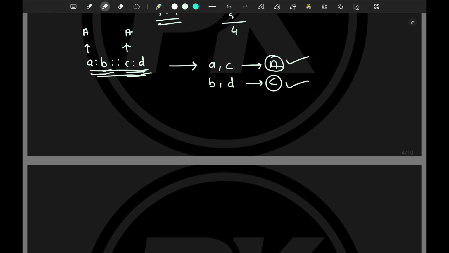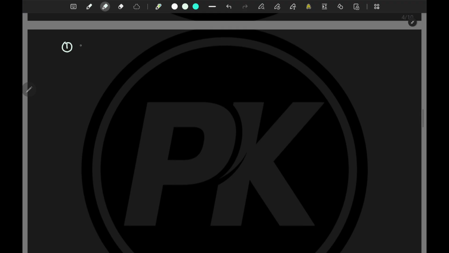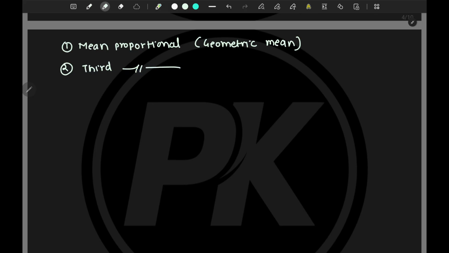Now following these two terminologies, we have to see two things. The first one is mean proportional. We call it the geometric mean. And the second term we have to see is the third proportional. These terminologies are very, very important in physics. You might have come across some problems in physics or in your engineering degree.